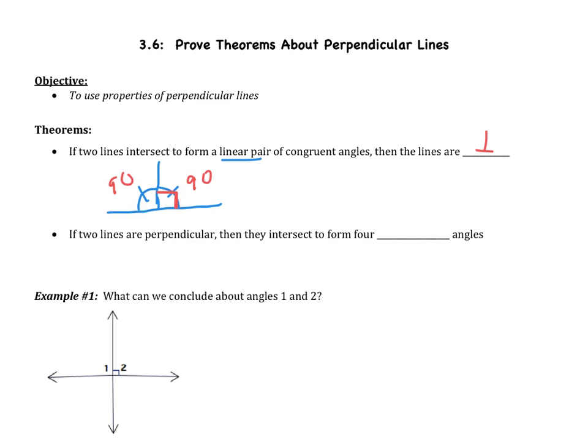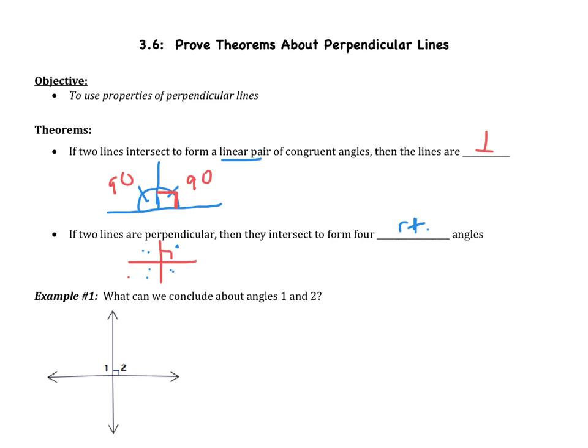Okay? In theorem number 2, if two lines are perpendicular, so let's start with this. Here's one line, here's another line. They're perpendicular, and the way we're going to know they're perpendicular is that little box. Then they intersect to form 4 blank. Well, what's true about this angle, this angle, this angle, and this angle? Well, if this top one is 90 degrees, the supplementary angle is 90, the vertical is 90, and the supplementary is 90. That means it forms 4 right angles. Okay? So that's the idea.